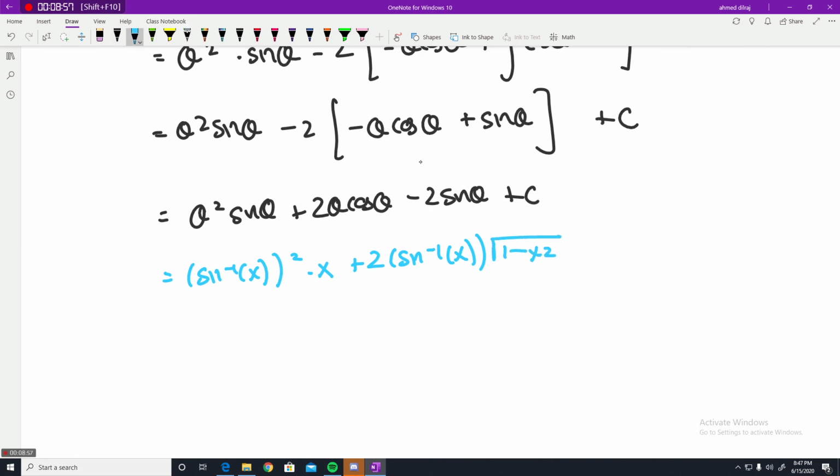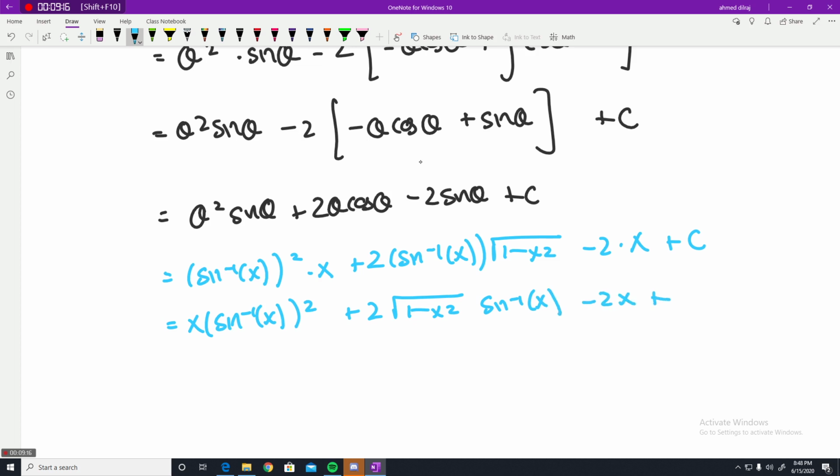And then minus 2 times, and sine theta was x, plus c. So our final answer is x sine inverse of x whole squared, plus 2 square root of 1 minus x squared sine inverse of x, minus 2x plus c. And this is how you integrate challenge problem 1.